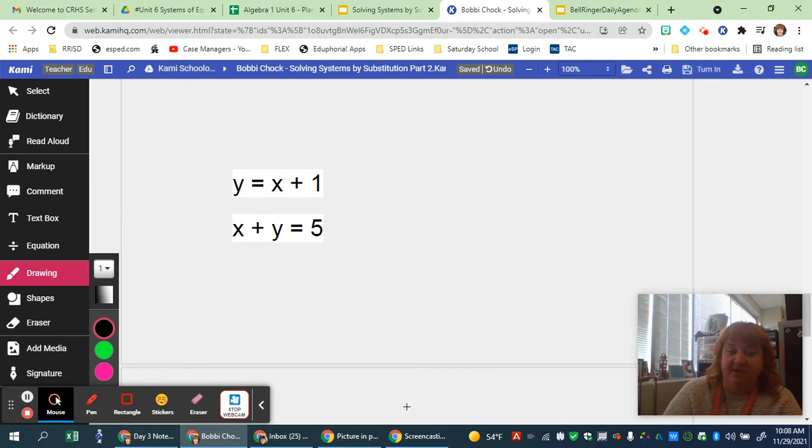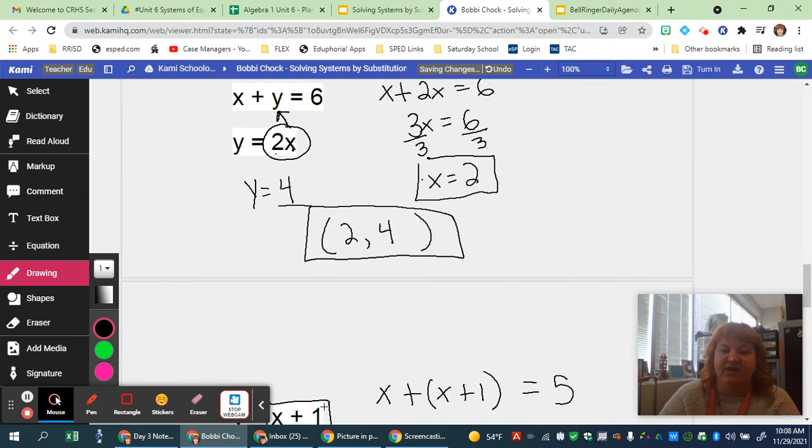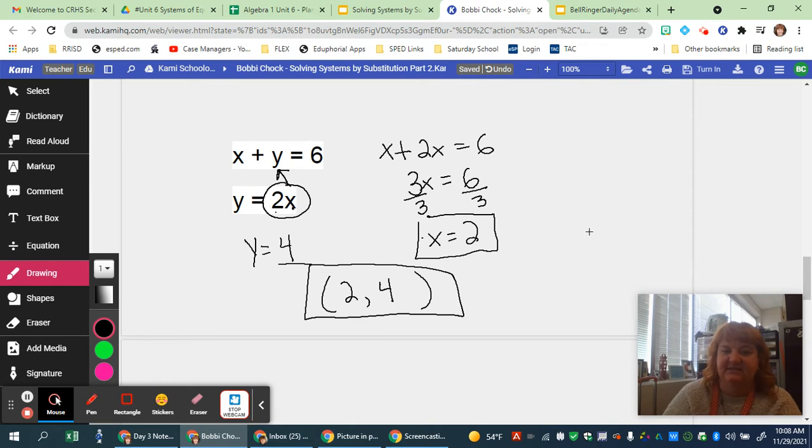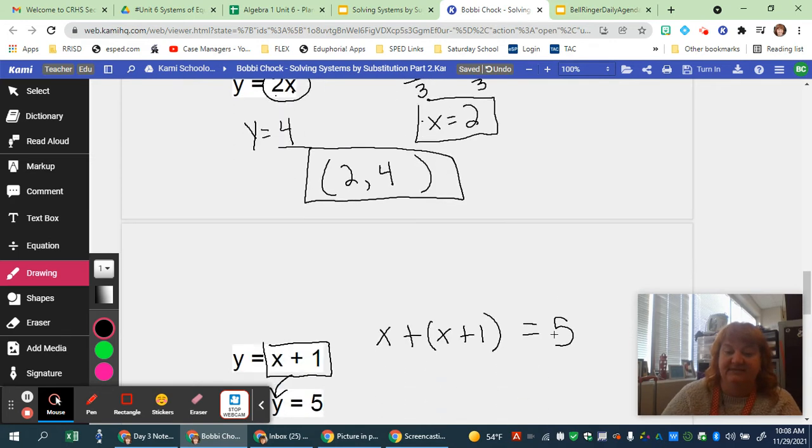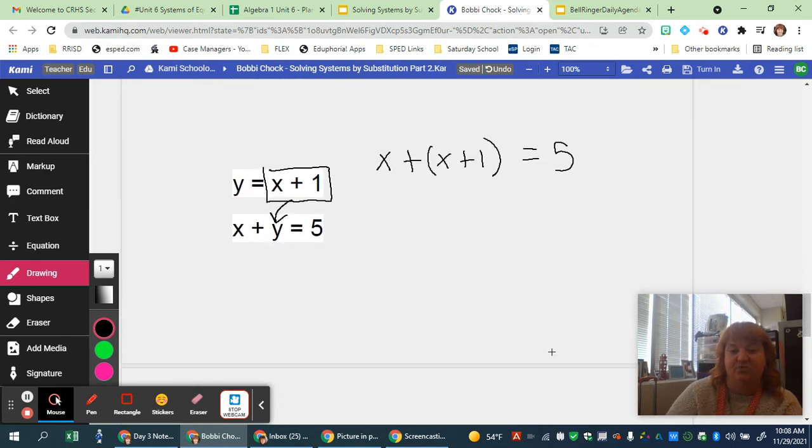Let's solve one of these for, we don't have to. This one's solved for y. So I can take this blob and put it here. So x plus 1 equals 5. Now I know on this last one, I forgot to put it in parentheses. When I did this right here, I highly recommend you put it in parentheses, and I'll show you why I think on the next one.